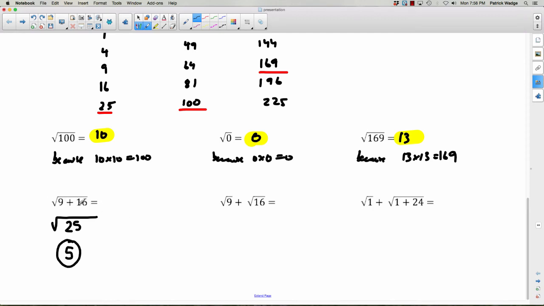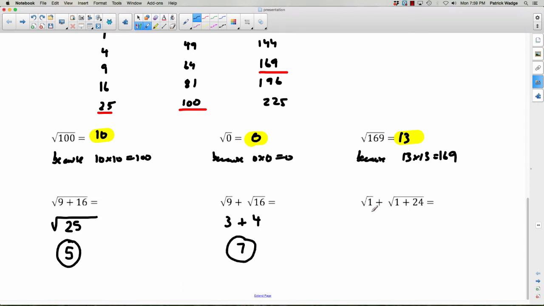In this one, we added 9 and 16, then took the square root. This one, you're going to take the square roots, then add. Okay, what's a number that multiplies by itself to get 9? 3 times 3 is 9, so our answer is 3 there. What's a number that multiplies by itself to get 16? 4 times 4 is 16, so the answer is 4. So now we're left with 3 plus 4. 3 plus 4 is 7, and that's our answer.